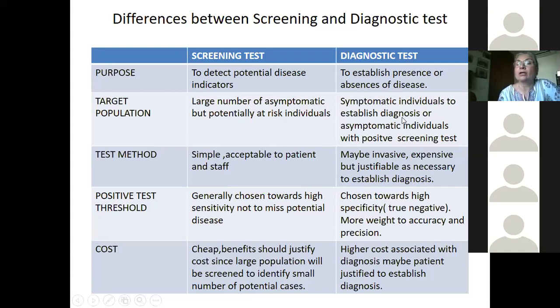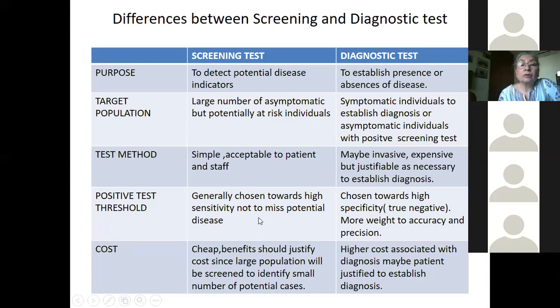undergo a diagnostic test. Testing method: simple. Screening methods are always simple, non-invasive, easy to perform, cheap, not very expensive, and easily acceptable, especially to the people on which they are being performed. But diagnostic tests, most of the time, are quite expensive. They may be invasive tests, but we need to perform them to confirm our final diagnosis.